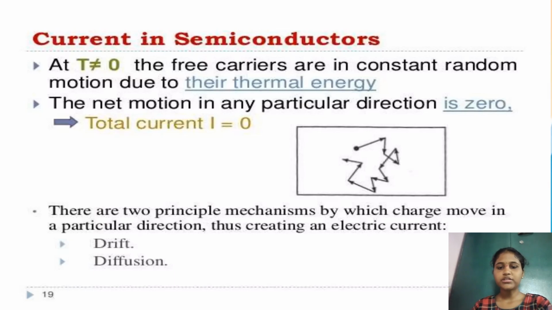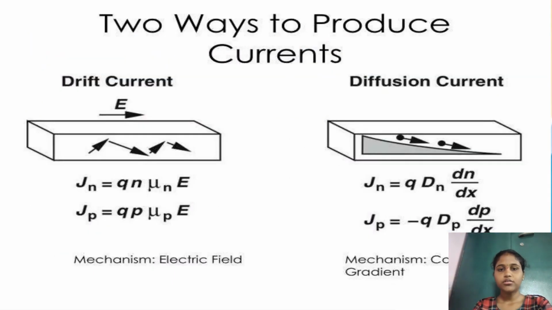There are two principal mechanisms by which a charge moves in a particular direction, thus creating an electric current: drift and diffusion. There are two ways to produce currents: drift current and diffusion current. The mechanism for drift current is electric field, and the mechanism for diffusion current is concentration gradient.